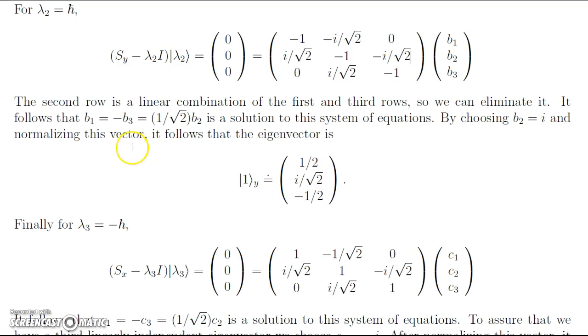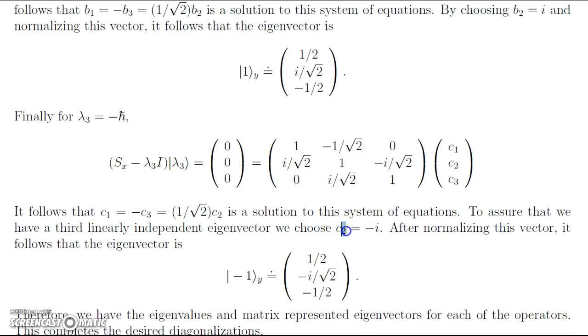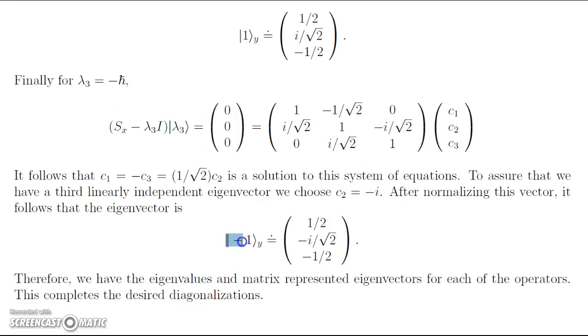And here we can note that b1 equal to negative b3 equal to 1 over root 2 b2 is a solution to this system of equations. Now we can choose b2 equal to i and then normalize this vector. And this gives us the eigenvector |1y>, and it can be represented as (1/2, i over root 2, negative 1/2). This is the exact value that we got in the book once again. And finally for lambda 3, which is an identical setup, except we choose the second component in this case to be negative i rather than the i we chose from above, and we get that the eigenstate |negative 1y> can be represented as (1/2, negative i over root 2, negative 1/2).